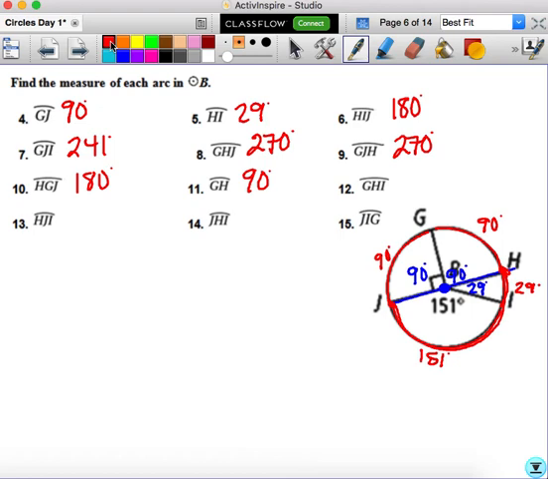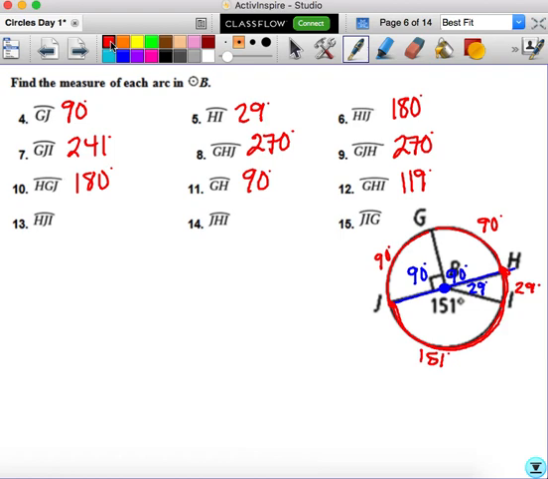From G to H to I, now that is a minor arc, but they've chosen to use 3 letters, which they can do if they want. Or they could have just called that GI and we would have gotten the same answer. But 119 is our measure here.